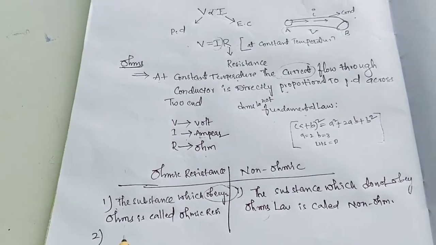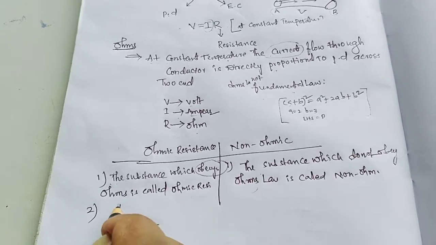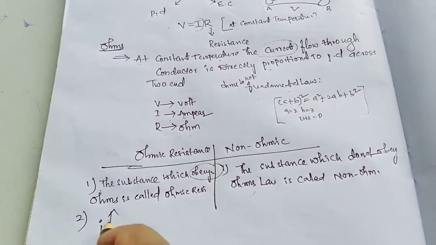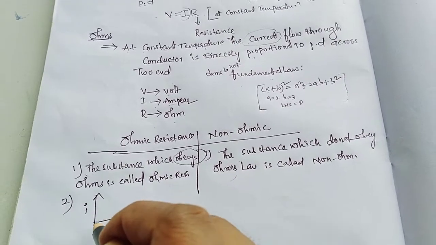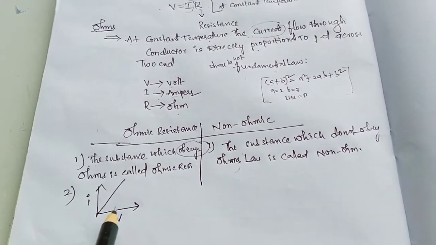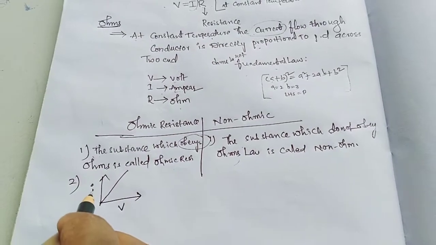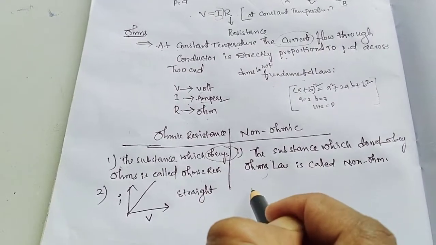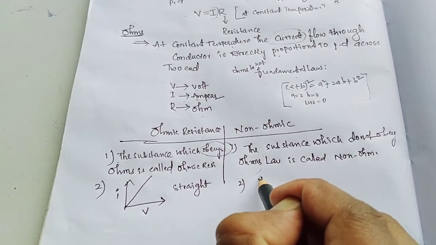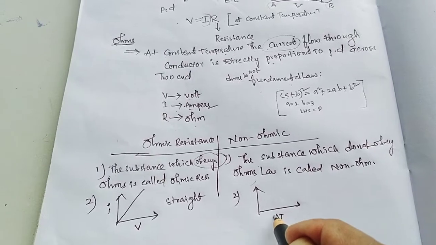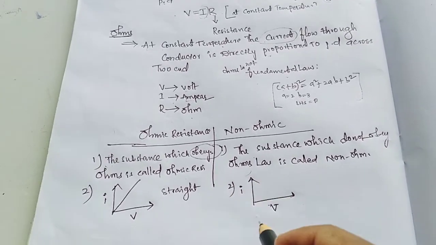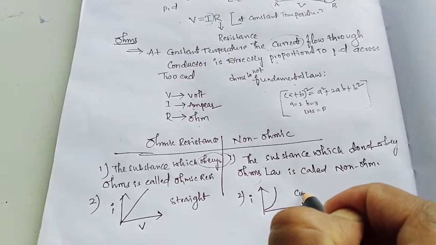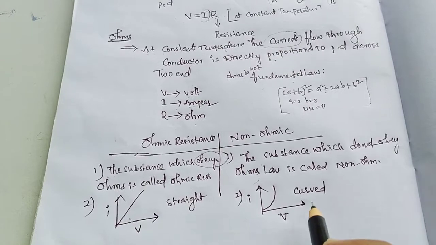The second point is the relation between electric current and potential difference. Taking electric current on the y-axis and potential difference on the x-axis, for ohmic resistance we get a straight line between I and V. For non-ohmic resistance, with the same axes, we get a curved shape. So here a straight line, here a curved line.